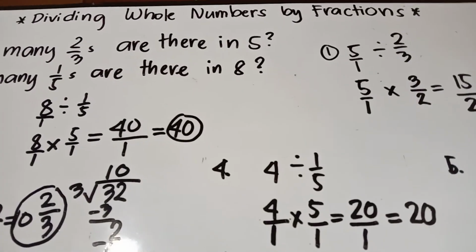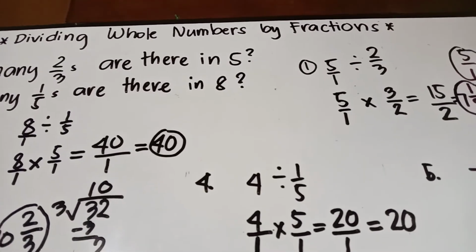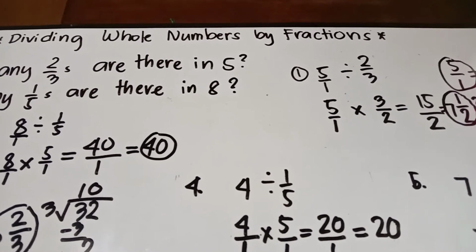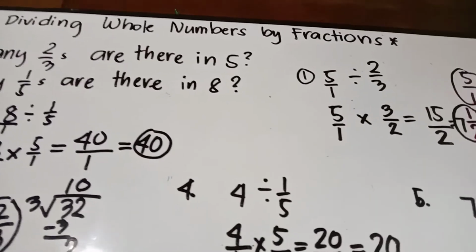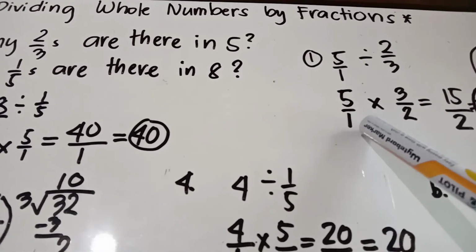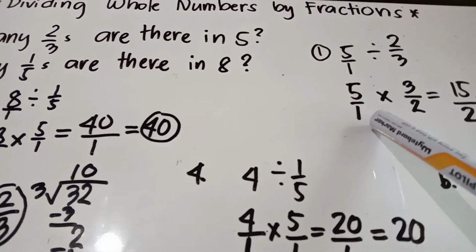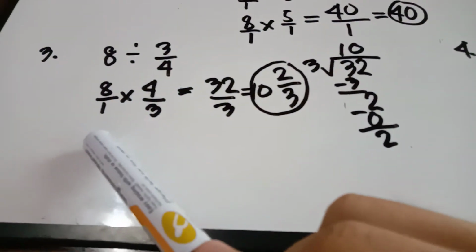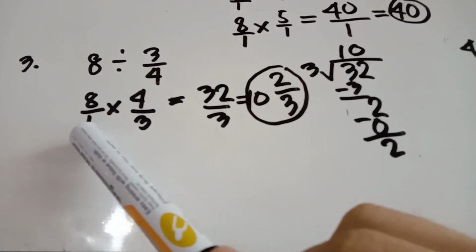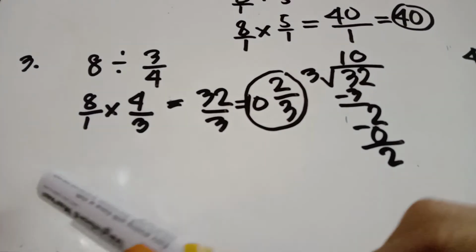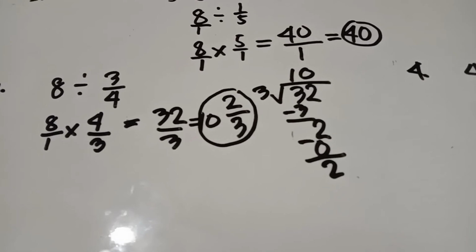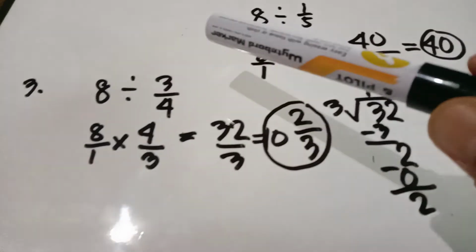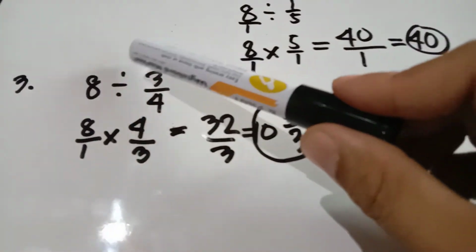Okay, so una, yung whole number gagawin nating fraction. Okay, paano magiging fraction si whole number? Okay, simply writing 1 as the denominator. Gagawin nating fraction si whole number sa pamamagitan ng paglalagay ng 1 as the denominator para maging fraction si whole number. Then, after that, we are going to write the reciprocal of the divisor.